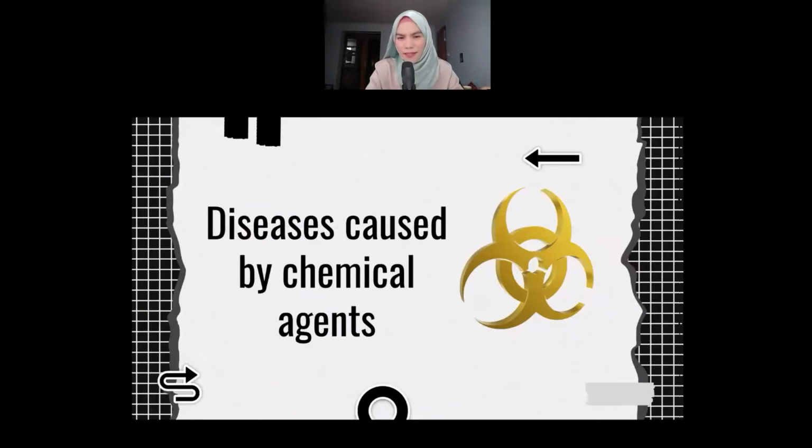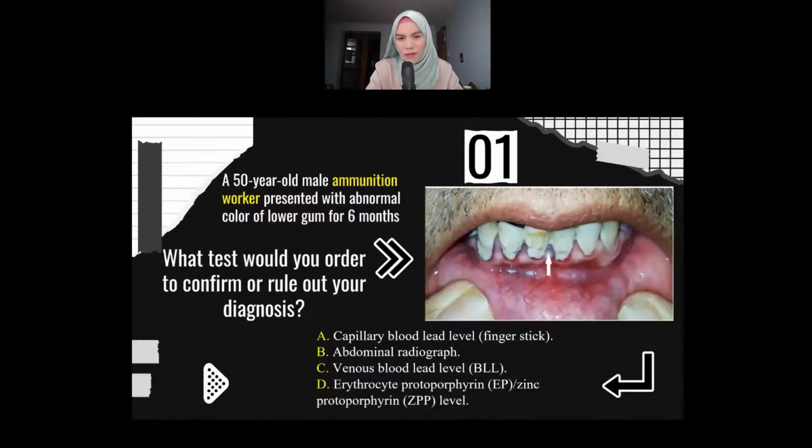First part is diseases caused by chemical agents. Question number 1. A 50-year-old male ammunition worker, making bullets, presented with discoloration of the lower gum for 6 months without any pain or abnormal bleeding. What is the diagnosis? What test would you order to confirm or rule out your diagnosis?